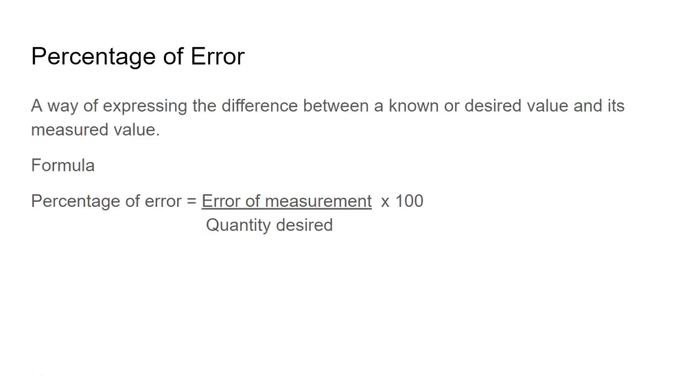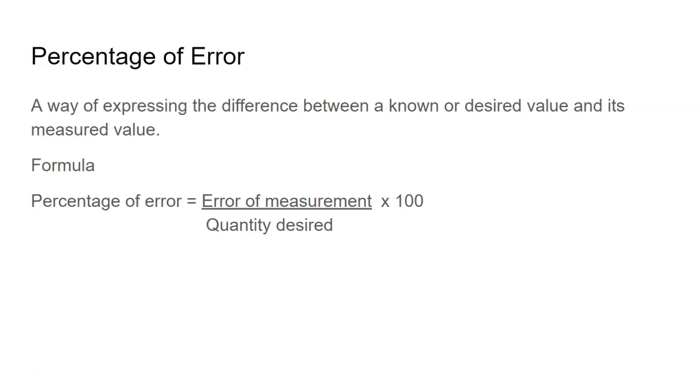Okay, so we're going to do percentage of error, and this will be a short video. I'm going to go through a little bit about what percentage of error is. We're going to talk about desired measurements and percent measurements and error ranges. So first of all, the percentage of error is a way of expressing the difference between a known or desired value and its measured value.